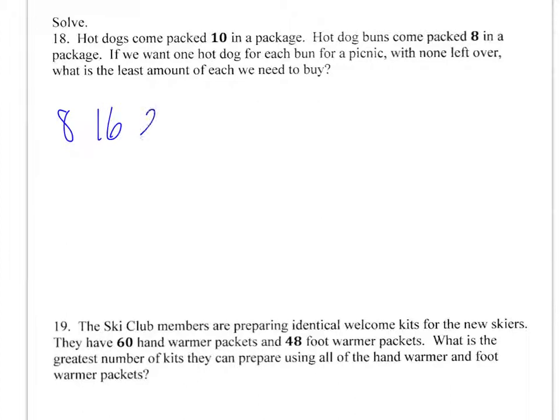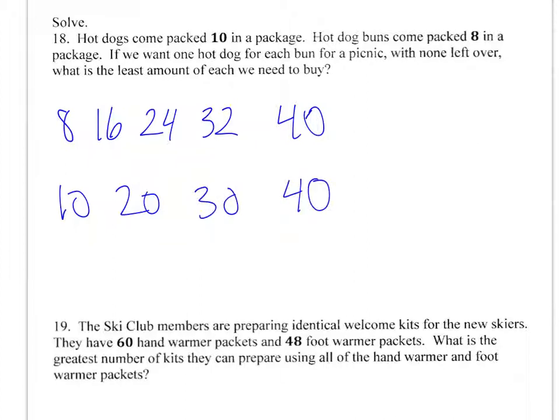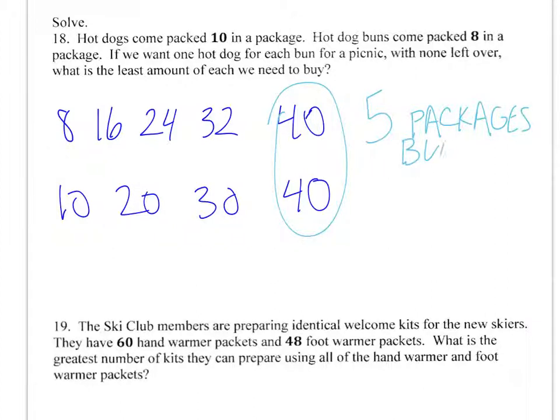So 8, 16, 24, 32, 40. Now I know 40 is divisible by 10 because it ends in that 0. So 10, 20, 30, 40. So right here, for hot dog buns, 5 packages of buns, and then 1, 2, 3, 4 packages of dogs.